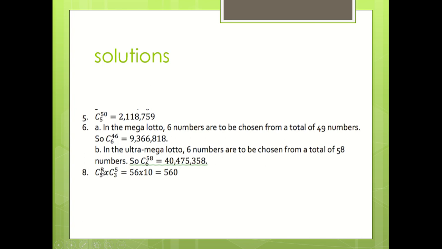And finally, the last one is the number of possible ways you can choose five psychologists from a group of eight and three psychometricians from a group of five. So we have 560 ways.